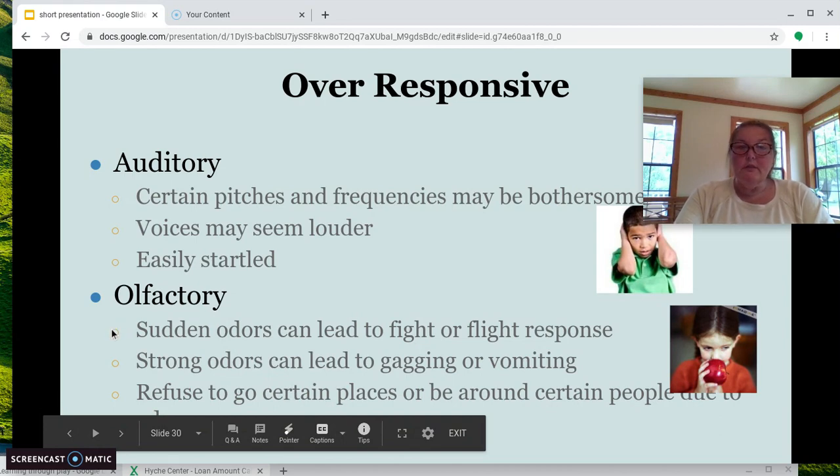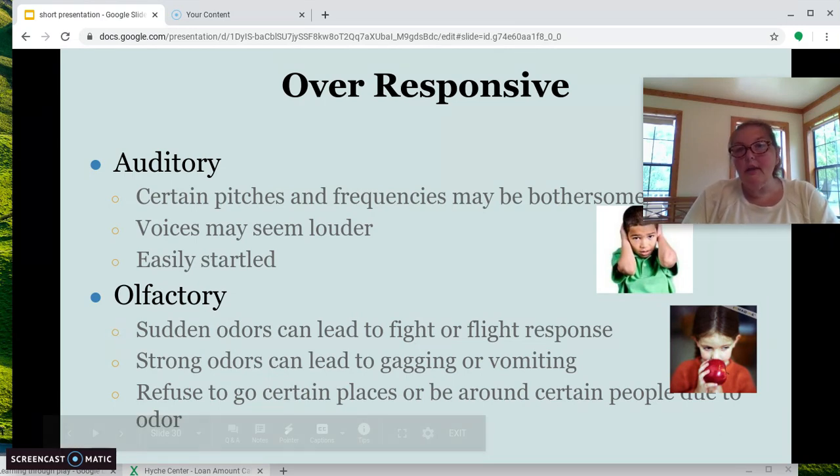Olfactory over responsiveness. If a child doesn't like a certain place or certain person, you might want to think about the odor. A lot of people wear a lot of perfume or burn candles. For many kids, that is a very offensive smell to them, and they just don't want to be around it.